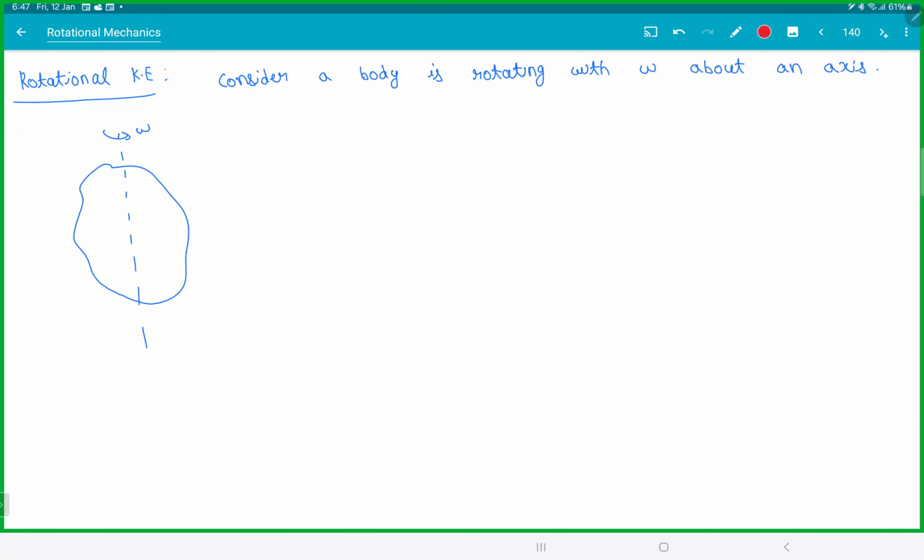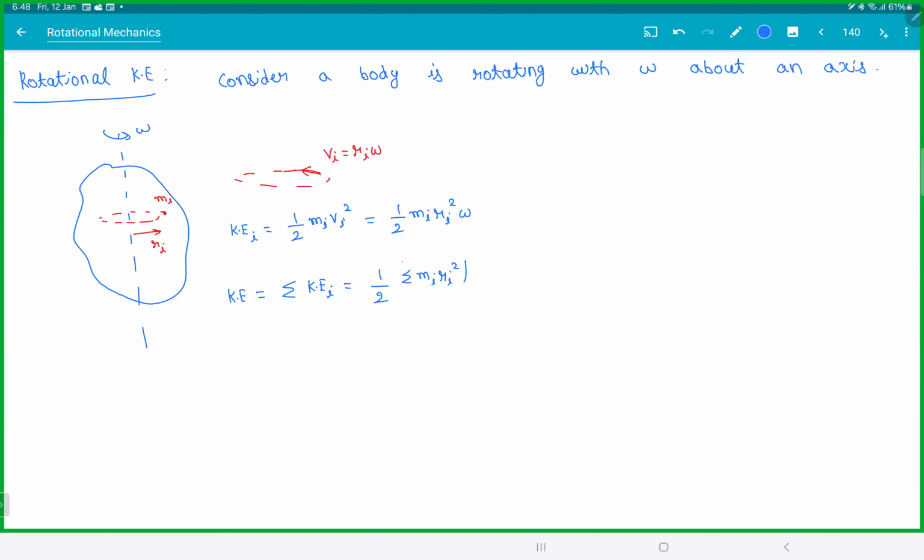So on this, consider a particle of mass Mi going in a circle of radius Ri. So this velocity vi will be ri into omega. So kinetic energy of this ith particle will be half mi vi square, which is half mi ri square omega square. Therefore, kinetic energy of the system will be the sum of kinetic energy of all the particles. This would be half sigma mi ri square into omega square.